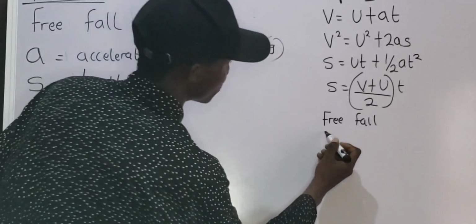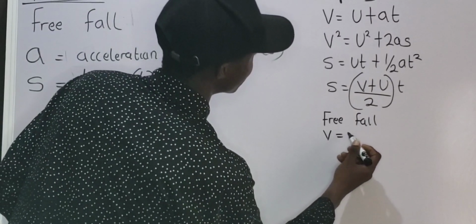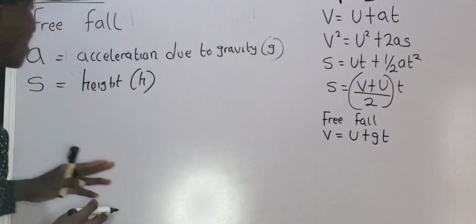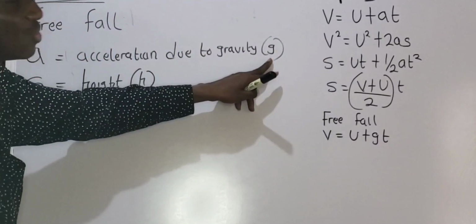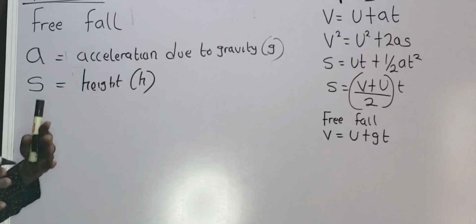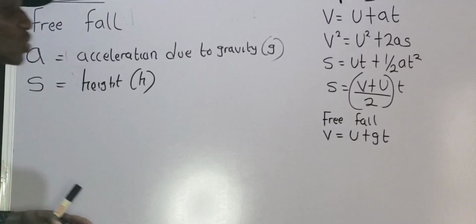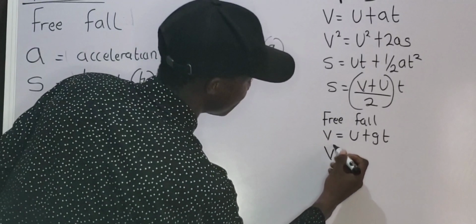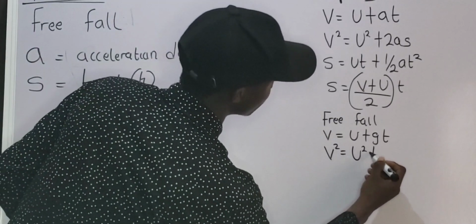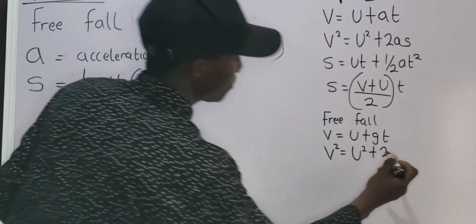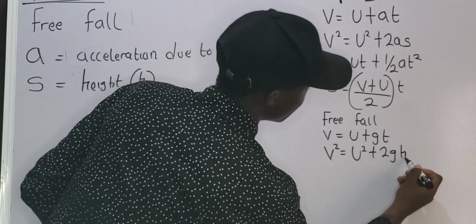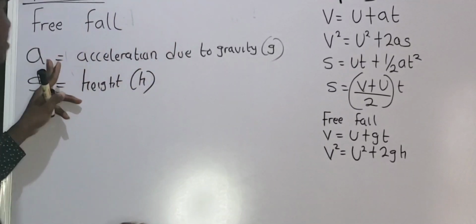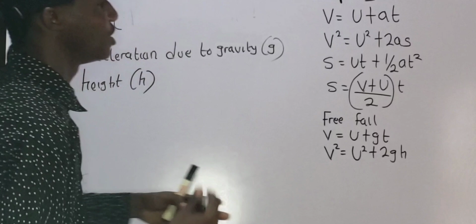I'm going to have, for the first one, v is equal to u plus gt. Do you understand? That is, I've replaced a with g, which is acceleration due to gravity, because we are dealing with free fall. So v is equal to u plus gt. Then the second equation becomes v squared is equal to u squared plus 2gh. You understand? I have replaced s as h and a as acceleration due to gravity.